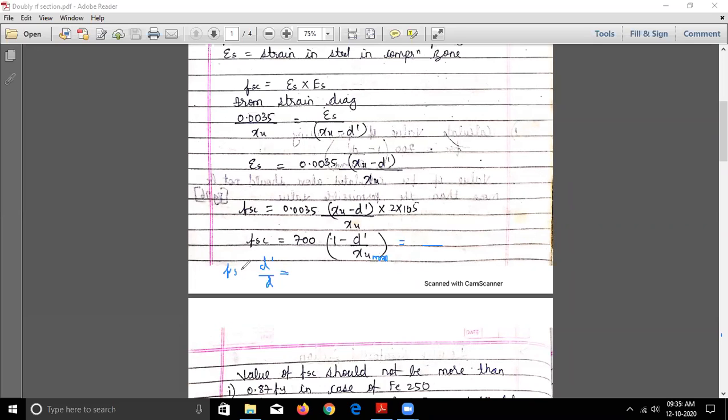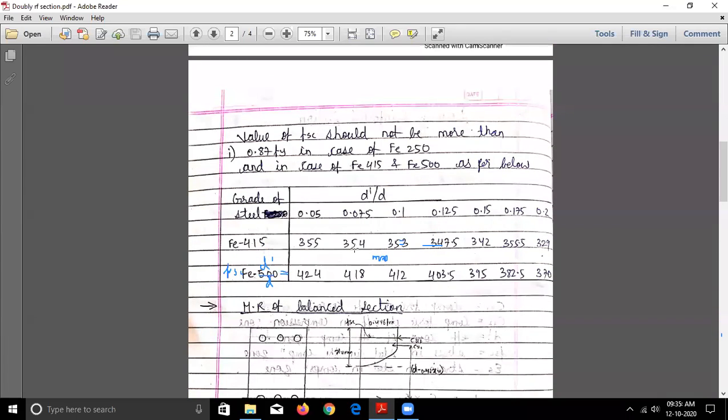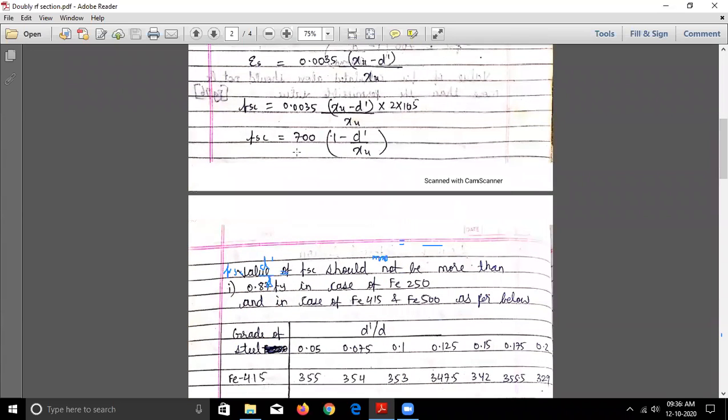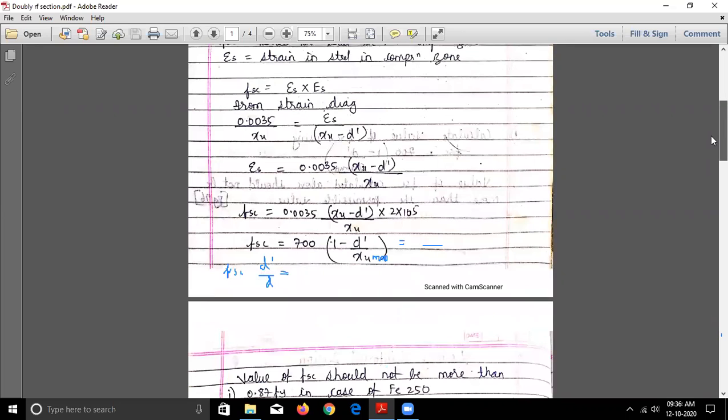What we have discussed is that FSC value should not be more than given in the table. If your first value comes more than the table, then you will consider the permissible value. So we are trying to check whichever is the least, we will consider that. Then find out XU by putting the least value of FSC in the XU equation, CU equal to TU, then compare with XU max, then we'll find out MR.